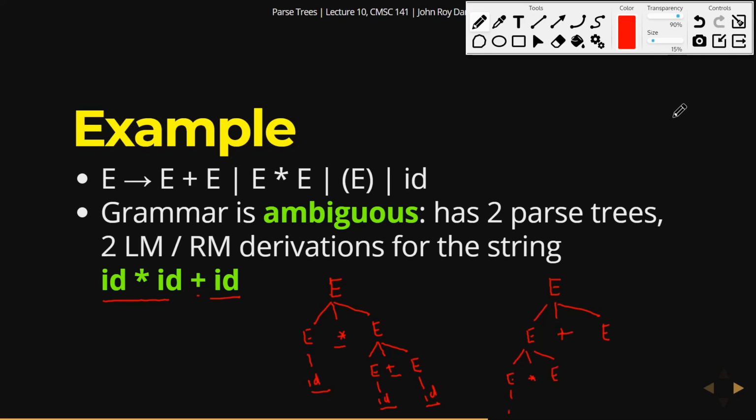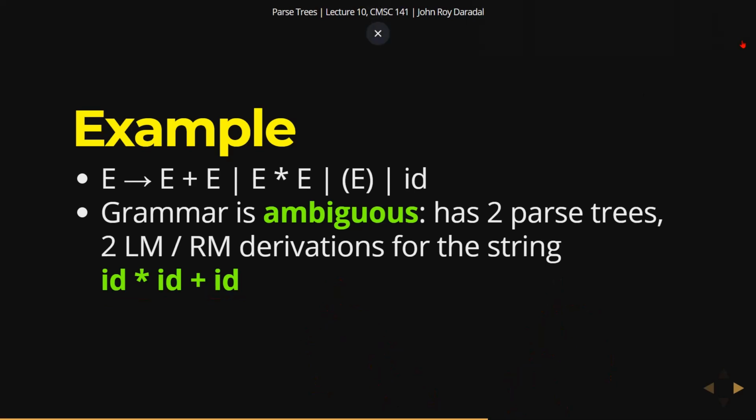Then I'll replace this with ID, ID, ID. So that's also ID times ID plus ID. So those are two different parse trees. So it's ambiguous, right? Okay.